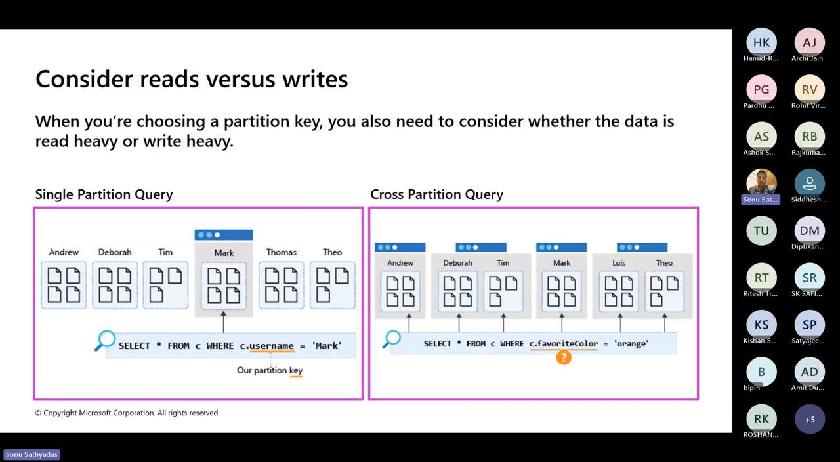Consider reads versus writes. When you are choosing a partition key, you also need to consider whether the data is read heavy or write heavy. If you are creating a record, you have to understand whether you are using that document very frequently or not, meaning whether you are reading it, and use that as the partition key. For example, you will be reading the records based on the ID or the name or the department. So based on which key you are writing the condition, use that as the partition key. That means you will be writing or reading data from a particular partition.